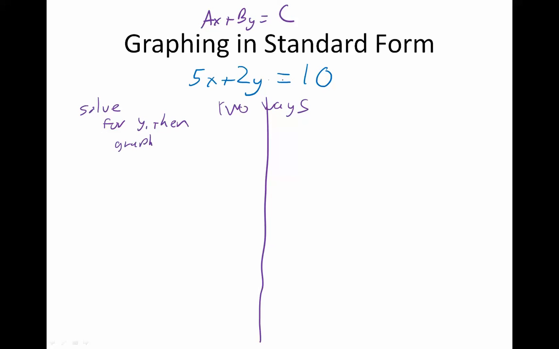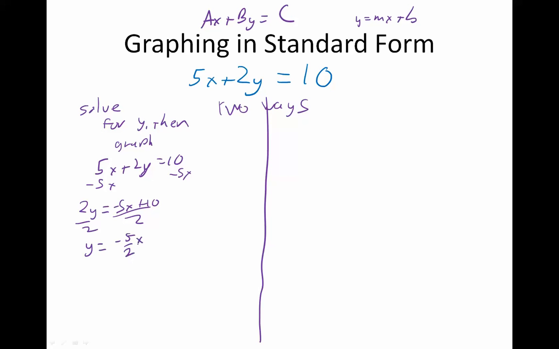If we can solve for y, we end up with a y equals mx plus b equation. So if I have 5x plus 2y equals 10, we learned in chapter 1 that we subtract 5x from both sides and get 2y equals negative 5x plus 10. Then divide everything by 2. We get y equals negative 5 halves x plus 5, which we can then graph on an xy coordinate plane.